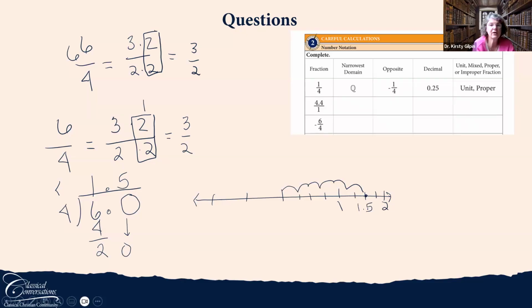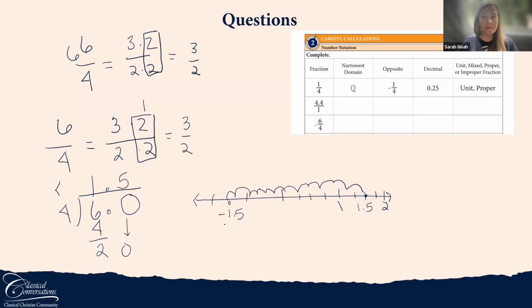And then I would say, okay, but remember I had a negative 6/4. So would it be negative 1.5 or 1.5? Right. Well, if I had negative 6/4, I would have gone this way. And so it would be negative 1.5. So I can use my number line in both cases. So does that help? Very much. The number line was a bonus. Thank you. You're welcome.